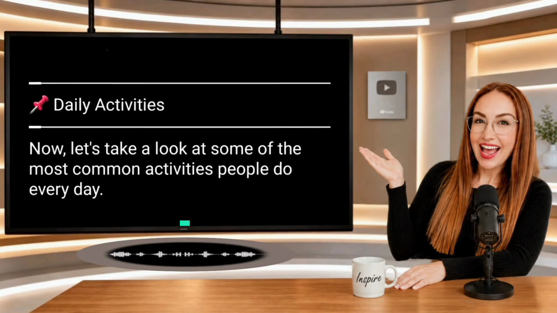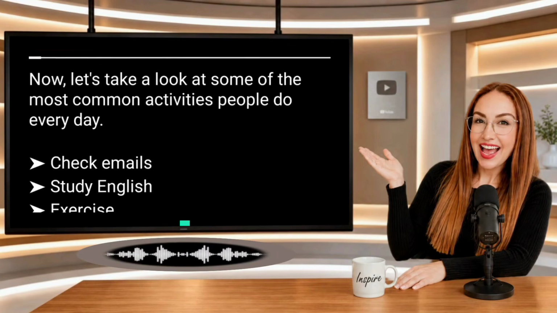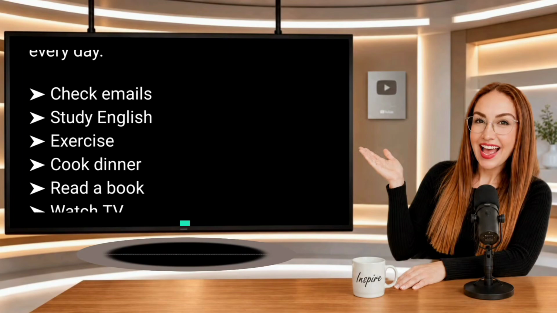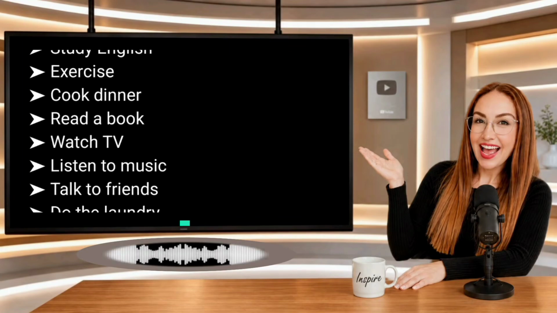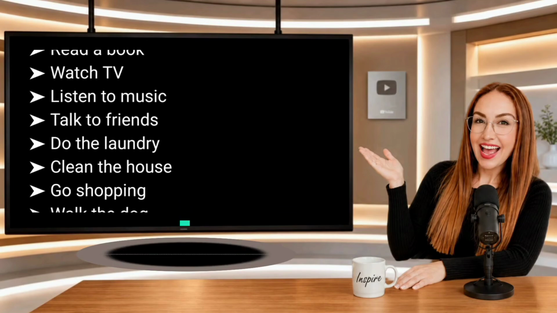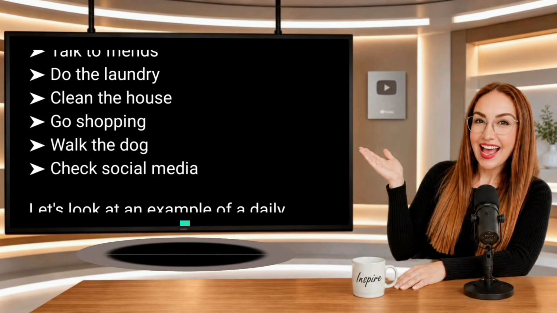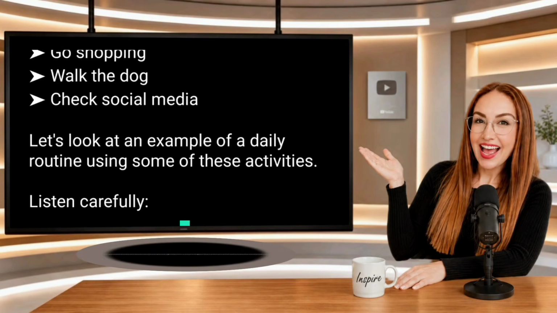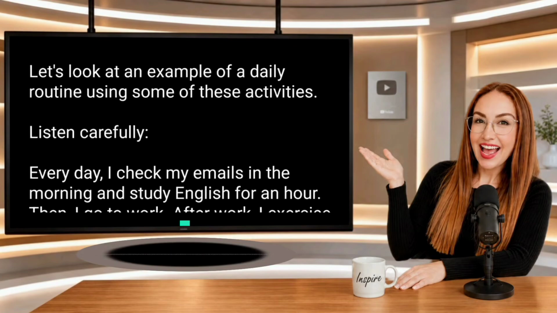Let's take a look at some of the most common activities people do every day. Check emails, study English, exercise, cook dinner, read a book, watch TV, listen to music, talk to friends, do the laundry, clean the house, go shopping, walk the dog, check social media. Let's look at an example of a daily routine using some of these activities.